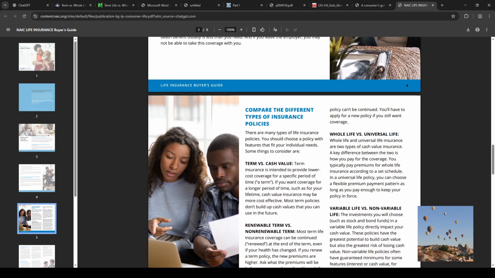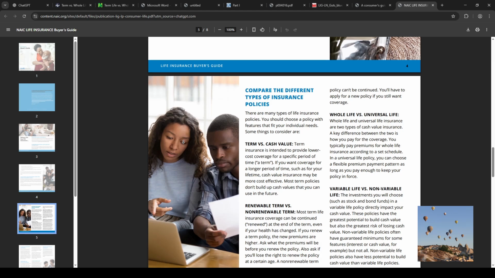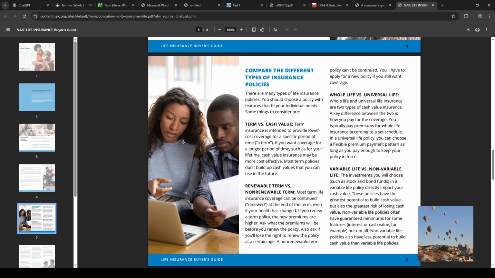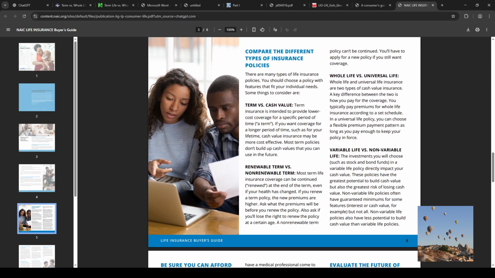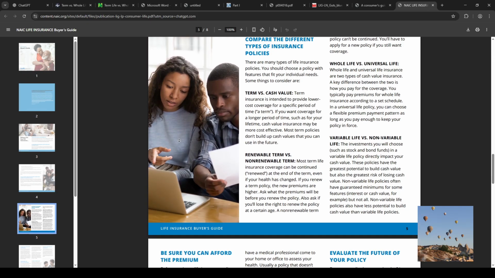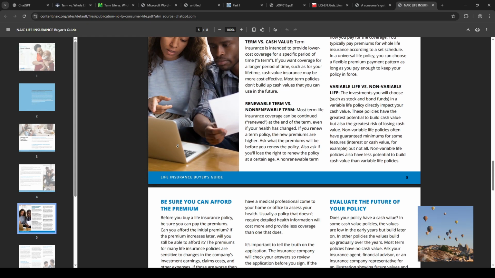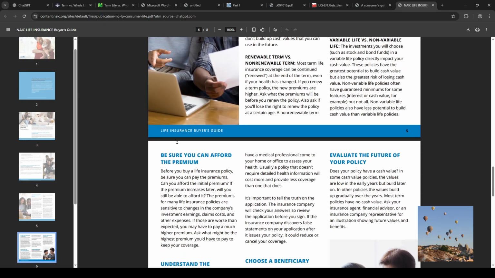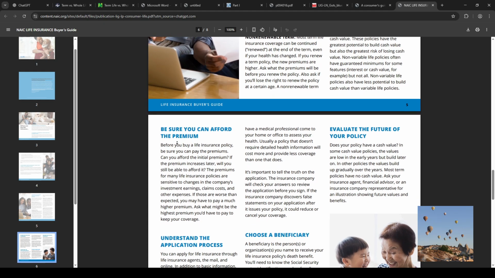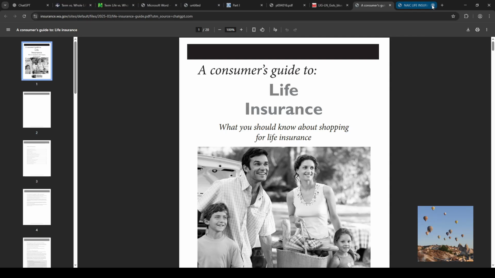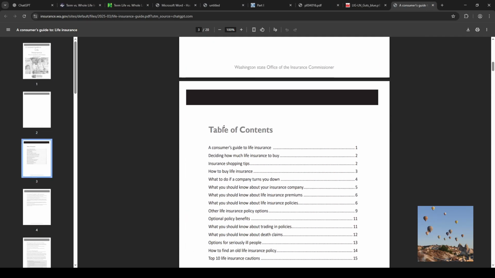Whole life is permanent insurance. You pay a higher premium. Part of that premium covers the insurance cost and expenses, and part is allocated to cash value. The policy is designed to last for life, and the death benefit is intended to be paid at some point, assuming the policy stays in force.